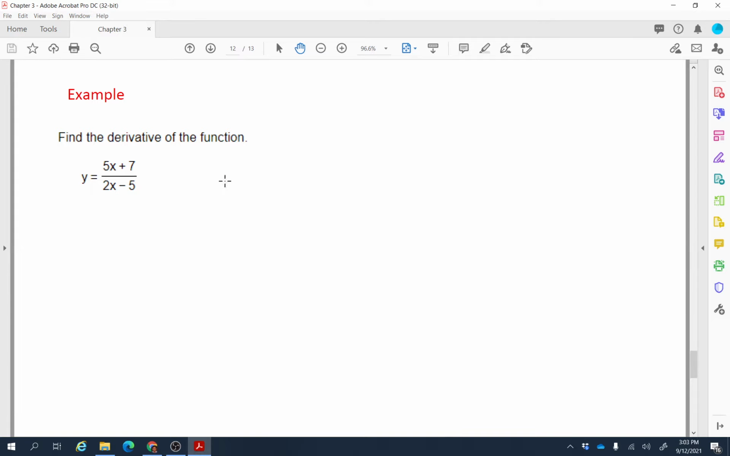Find the derivative of the function. As you can see that there is a quotient, so we have to remember the quotient rule. The quotient rule is: leave the function from the denominator, find the derivative on the top, minus leave the function on the numerator, find the derivative of the function on the bottom, divided by the square of the function on the bottom. So in this case, this is f, this is g.